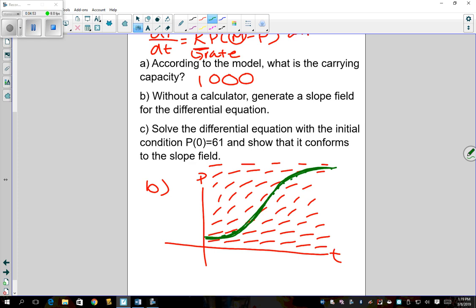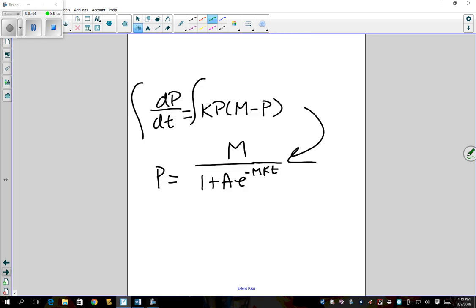Now part C wants us to solve the differential equation with the initial condition P of 0 equals 61. And so for logistic growth differential equations, we actually have a very nice formula in order to find the integral. So when we integrate this formula, we will always end up with P equals M over 1 plus A times e to the negative M k t. And so A, that's our constant. That's what we're looking for when we plug in all of our values.